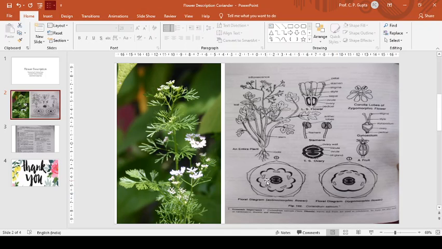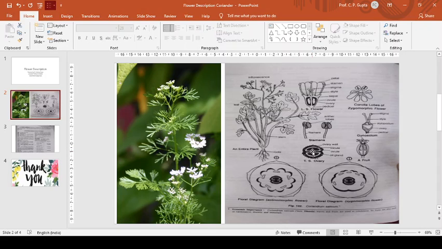Androecium stamens 5, polyandrous, alternipetalous, alternate to the petals, filaments as long as the petals, dithecous, dorsifixed and introrse. This is introrse position, bending towards the ovary. Gynoecium bicarpellary, two carpels here. Syncarpous, inferior, I can see the position of ovary here, it is inferior. One ovule in each locule. Ovule pendulous, axile placentation.